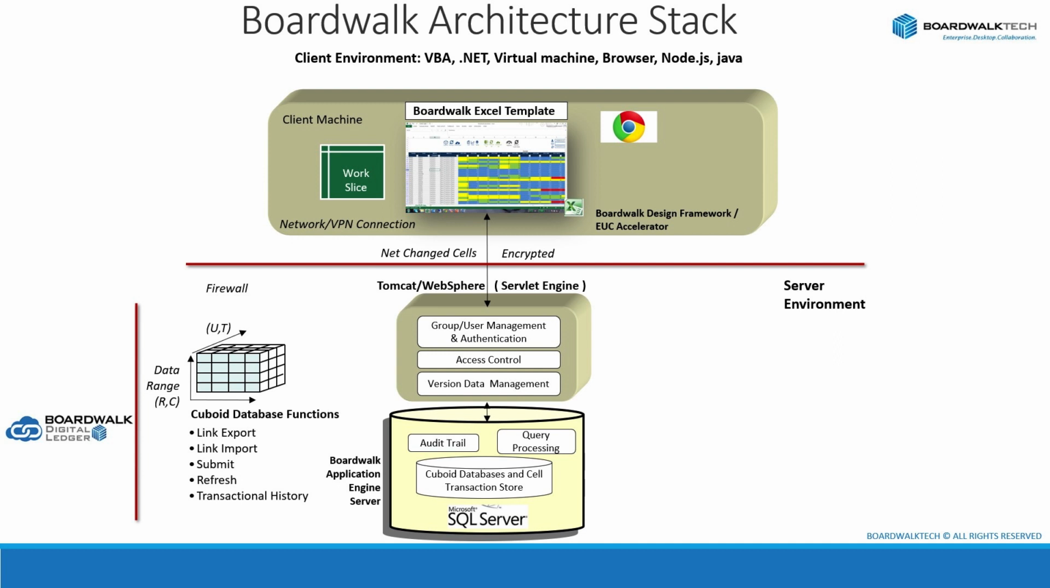All communications between the client and the server are secure using the HTTPS protocol, exchanging only net changes between the client and the server. The amount of data that is brought to the client is termed the work slice. This can be a subset of the data that is stored within the database, depending on a preset criteria or based on the user's choices. There are 5 major functions that the platform uses to communicate between the client and the server. These are link export, link import, submit, refresh, and transactional history.